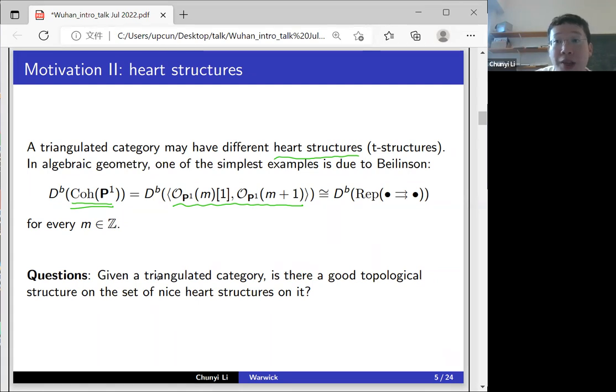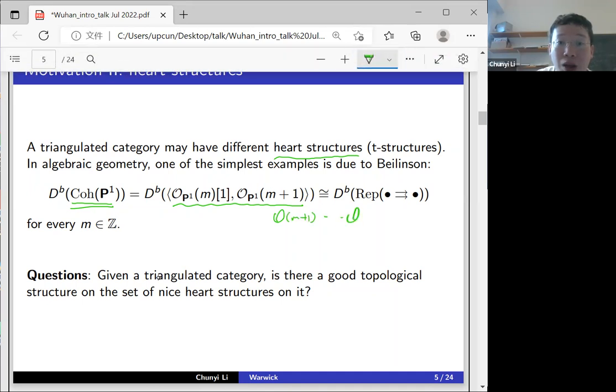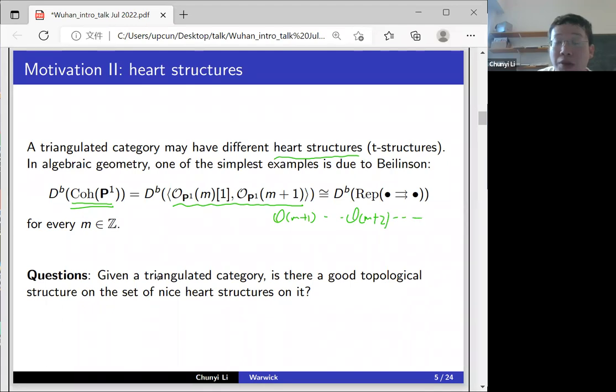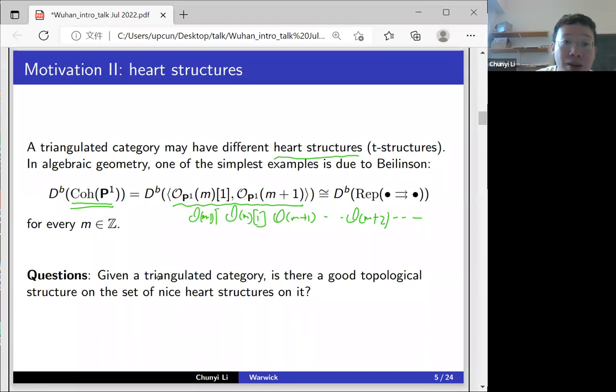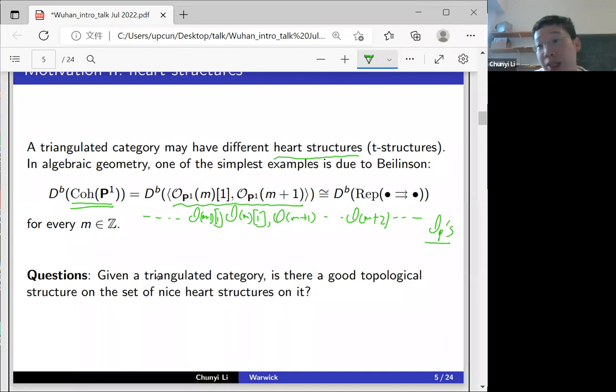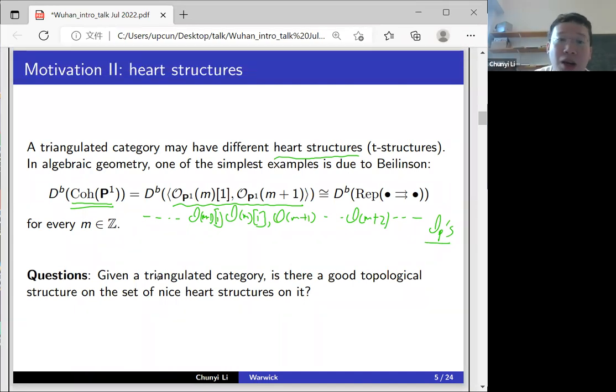So namely, it contains all of the objects like O(m+1), O(m+2), and all of the line bundles of degree higher than m, and also all of the line bundles of degree less than or equal to m with homological shift. And also the skyscraper sheaves with shift are all contained in this heart, and of course you can take direct sums of them, and you can check that's my heart. And for any m, we have this kind of construction. You can make this heart a little bit more crazy, but that's one class of examples.